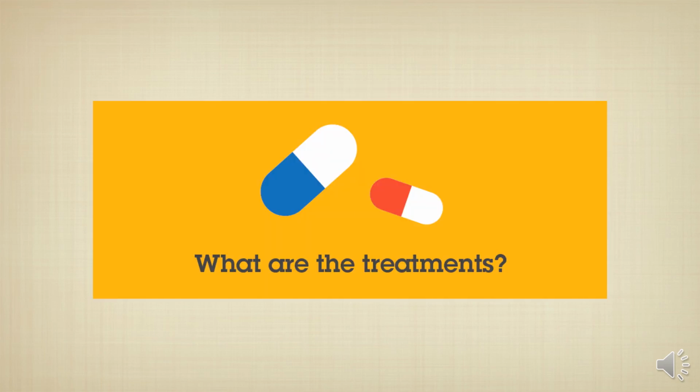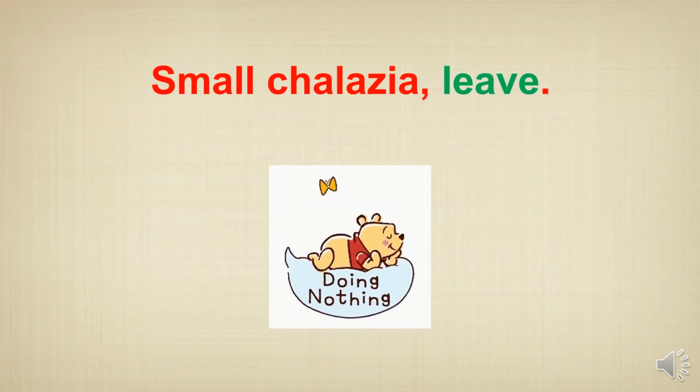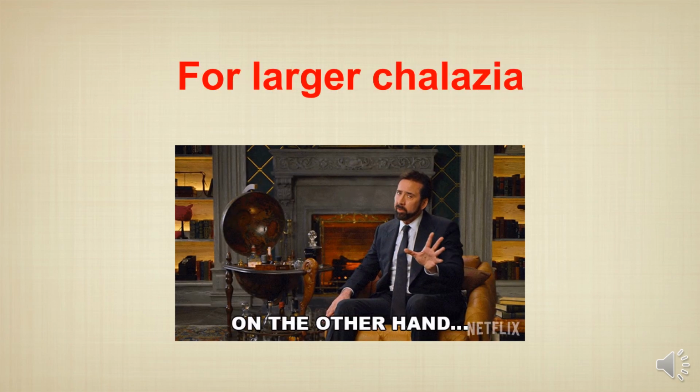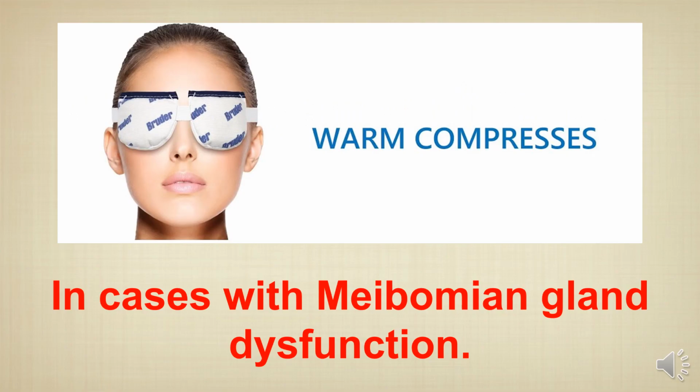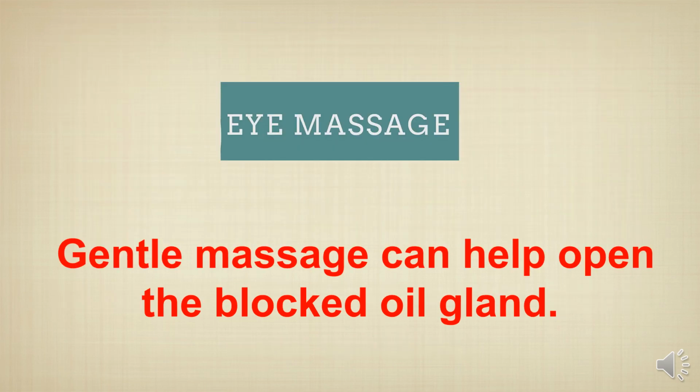What are the treatment options available? In small chalazion, do nothing. For larger and complicated chalazion, different options exist. Conservative treatment consists of warm compresses in cases with meibomian gland dysfunction. Eyelid massage: gentle massage can help open the blocked meibomian gland ducts.